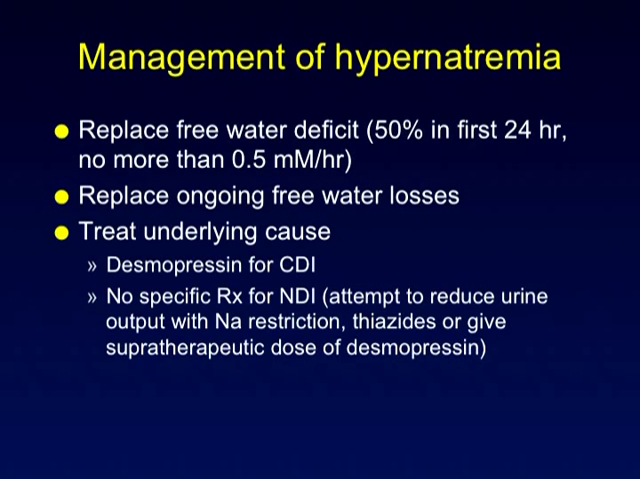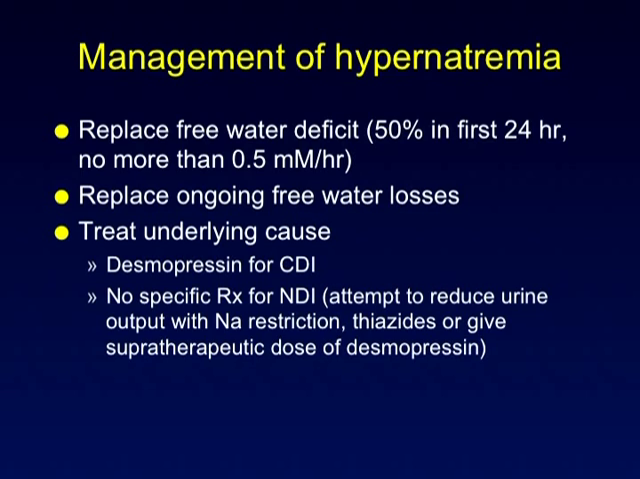Remember that replacing ongoing free water losses is important. So you not only calculate how much the patient has lost, but how much is ongoing loss. And this becomes important in somebody with diarrhea. They are obviously hypernatremic, they've had a significant loss of free water, and you can repair that loss, but they're continuing to lose, so you have to adjust for it by giving them a little bit more.